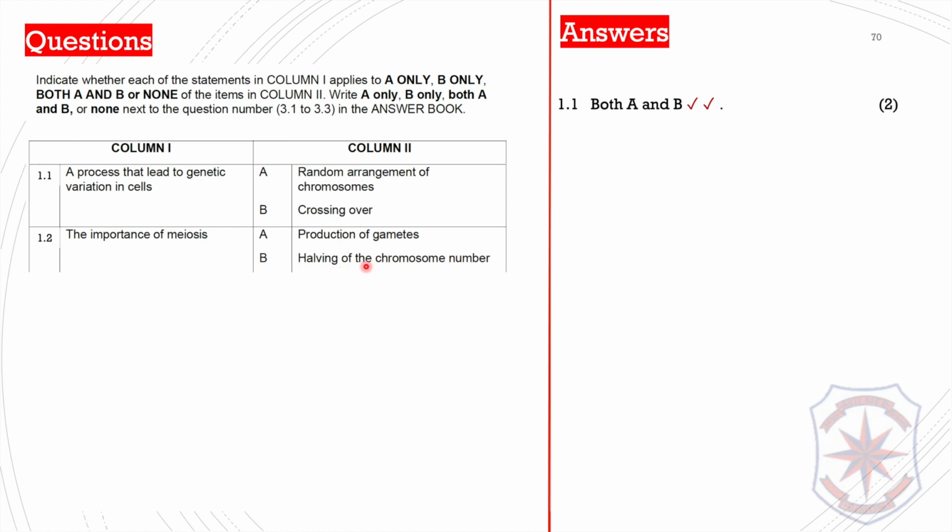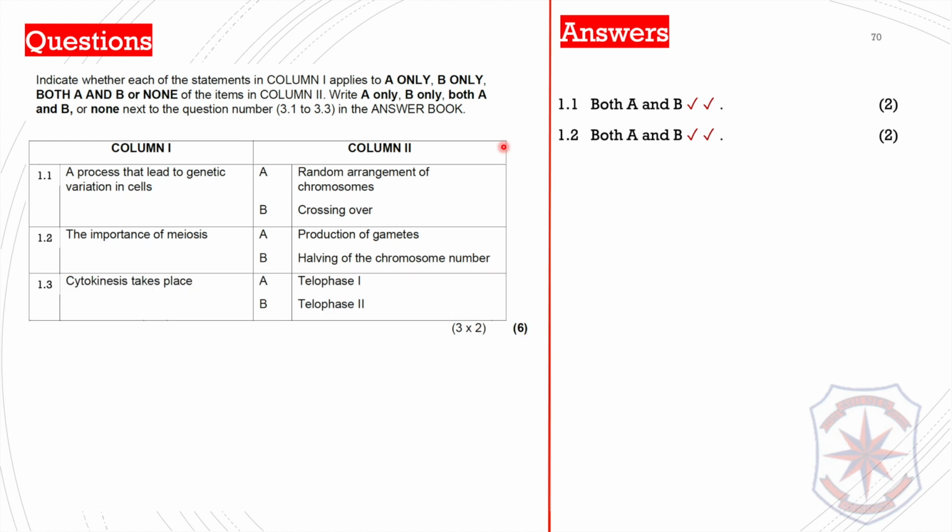reduces the number of chromosomes from diploid to haploid. So that is also correct. So both of them are correct. We don't just write both. What do we write? We write both A and B. Following question.